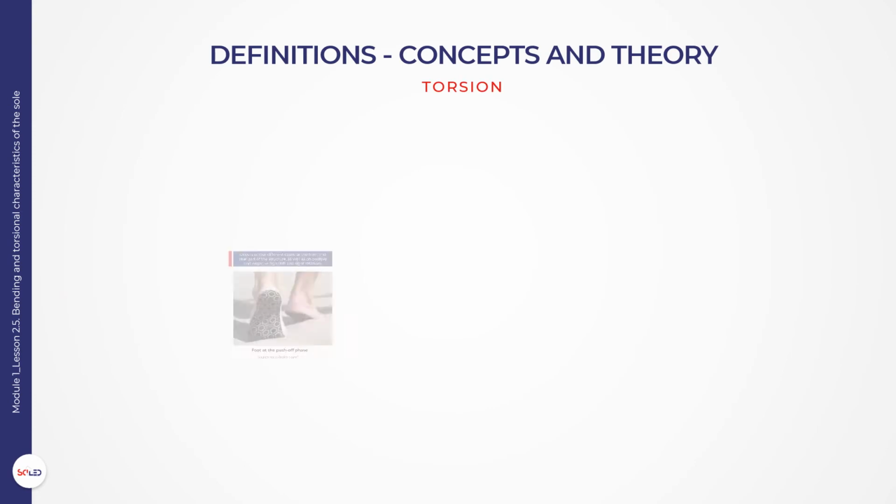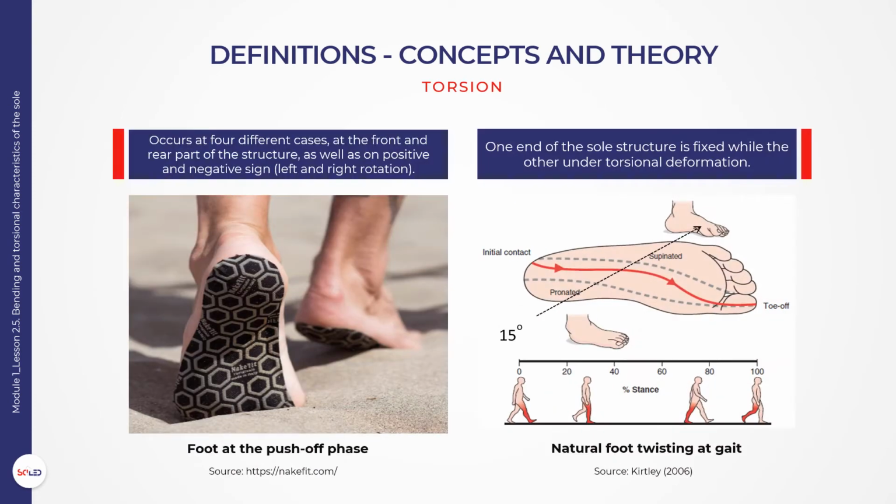Natural twisting of the foot occurs at heel strike and the push-off phases of walking, Kirtley, 2006. It also takes place due to pronation or supination of the human foot, which happens to most humans and it is not considered abnormal. Changes on the floor contours may also induce torsion on the sole structure. It is also known that the lower the resistance to twisting, the more comfortable the footwear is.